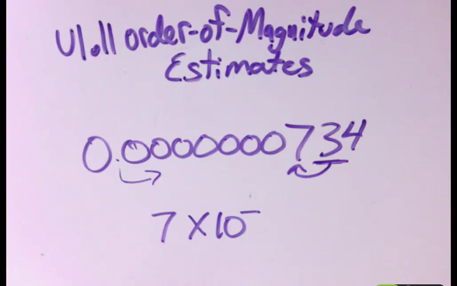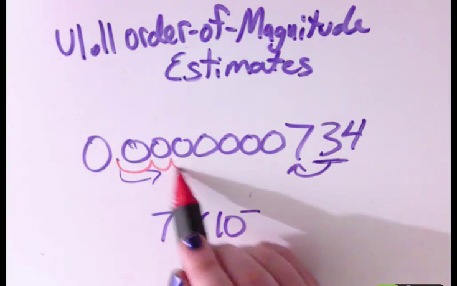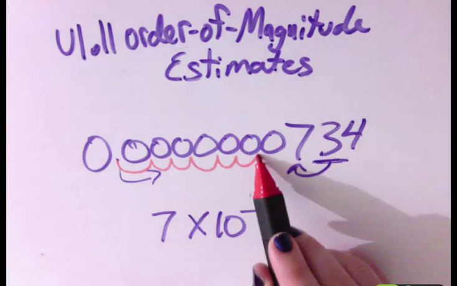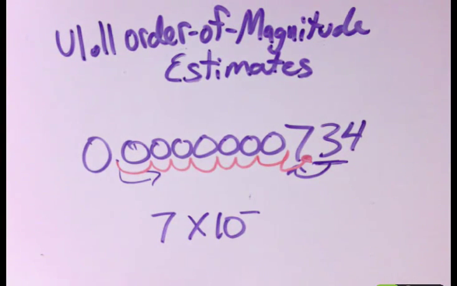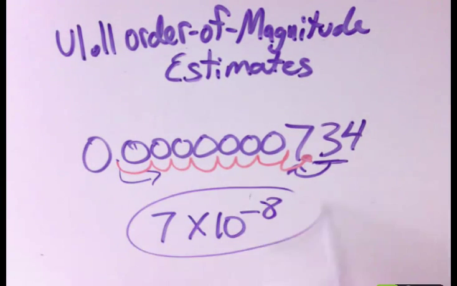And so now how many places are we moving it? 1, 2, 3, 4, 5, 6, 7, 8 places. So this is going to be 7 times 10 to the negative 8th. And that's going to be our estimate for that number.